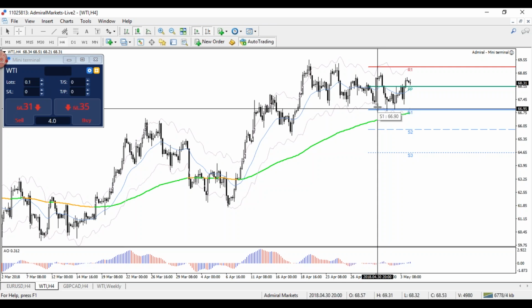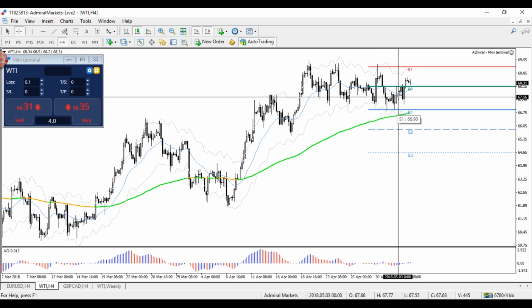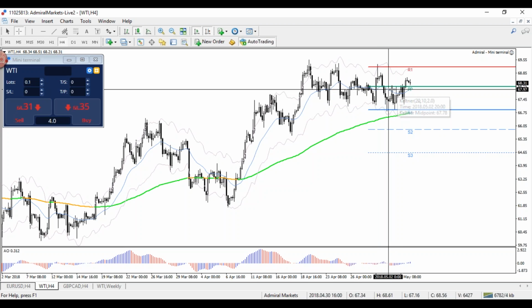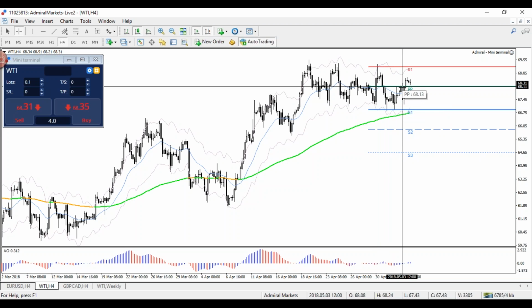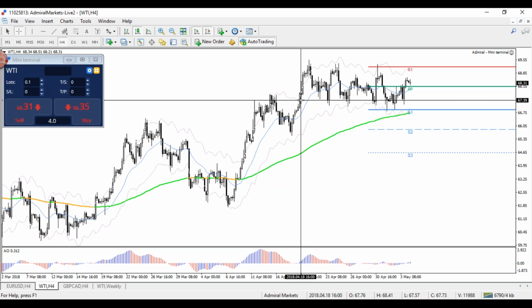It came close to bouncing at the S1, then bounced at R1, then bounced at S1, bounced at S1. Had a bounce at pivot, and now maybe again pivot. Now, definitely a ranging week, obviously. It has been already in range the week before that.